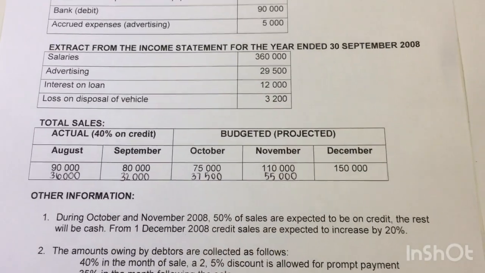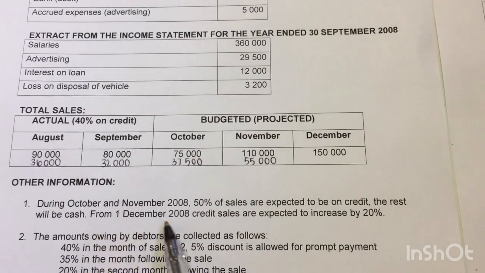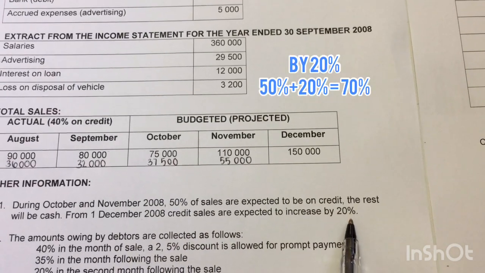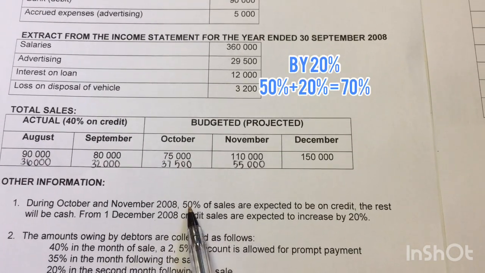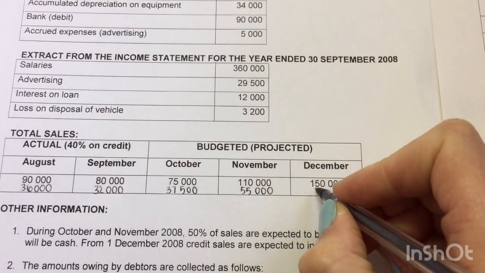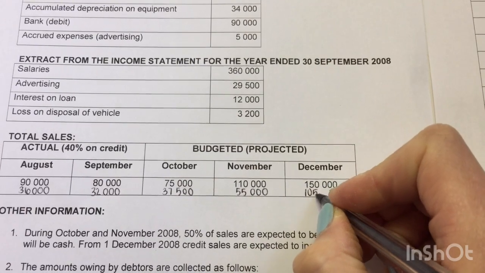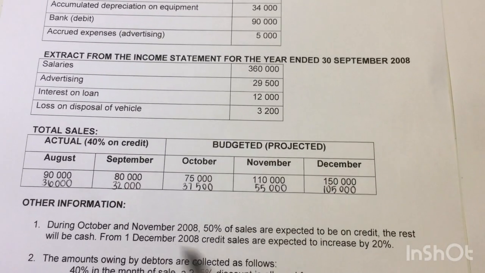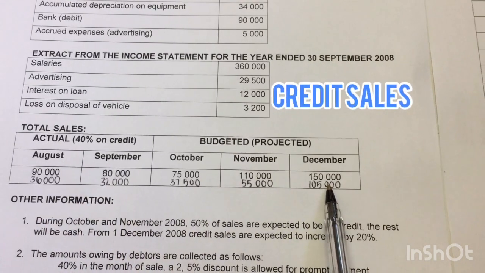And then if we read further, from the 1st of December, credit sales are expected to increase by another 20%. So from 50%, it's going to increase with another 20. So that will be 70%. So then I get 105,000 Rand. Now I've got all my credit sales.